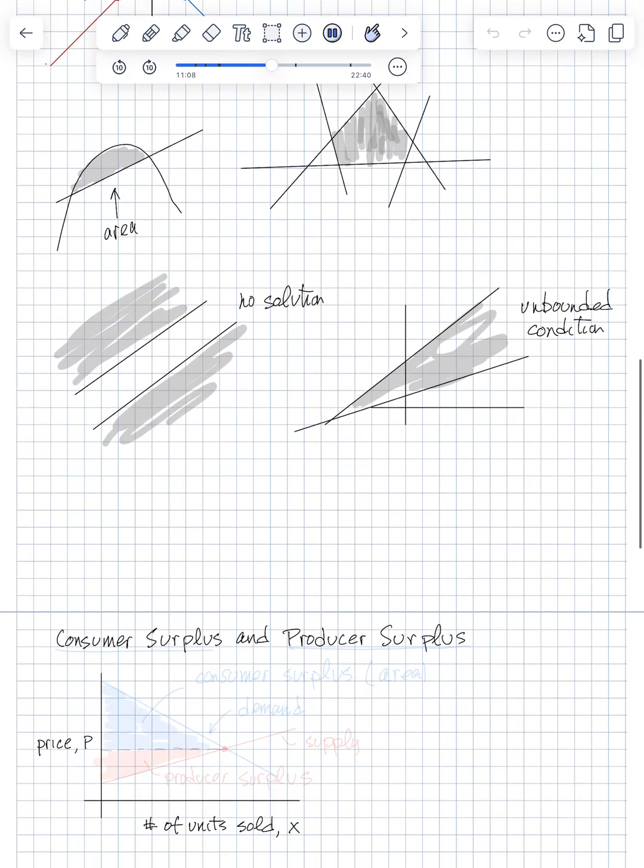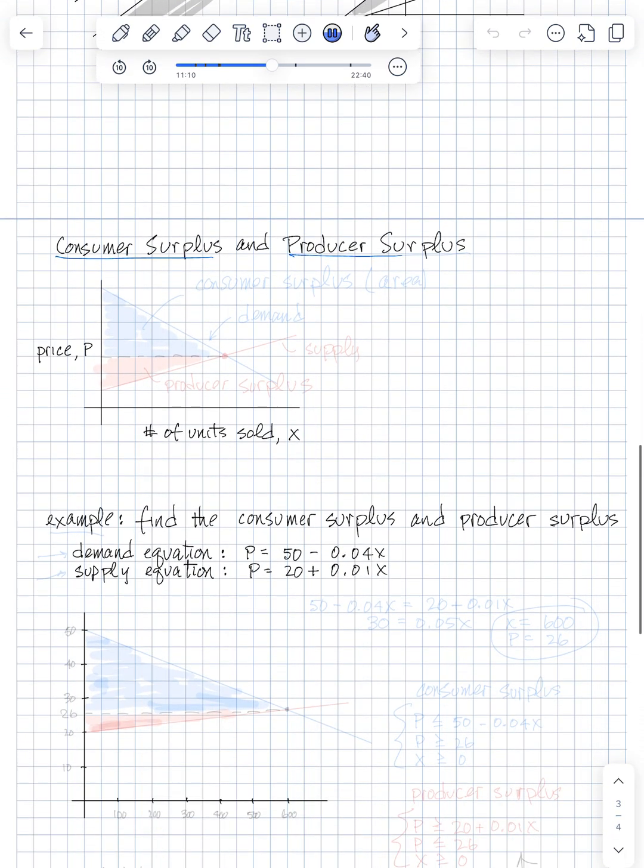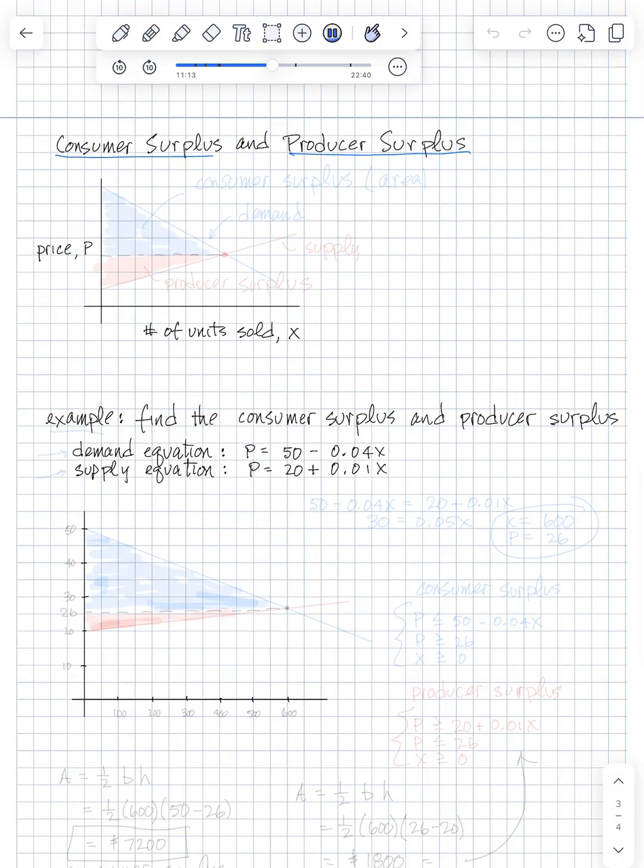Okay, now we're going to look at consumer surplus and producer surplus. And we're going to draw a supply line and a demand line, or demand curve. So if you have an item that you're going to be selling, if the price is high enough, you're not going to sell any units. And so a demand curve looks something kind of like this, where the lower the price, the greater the number of units sold. This is the demand.